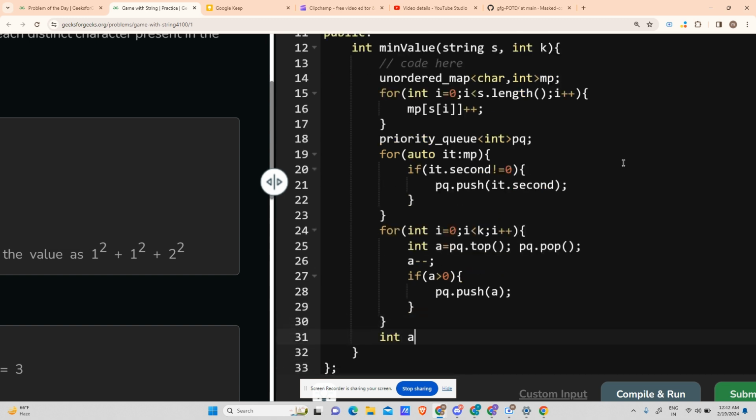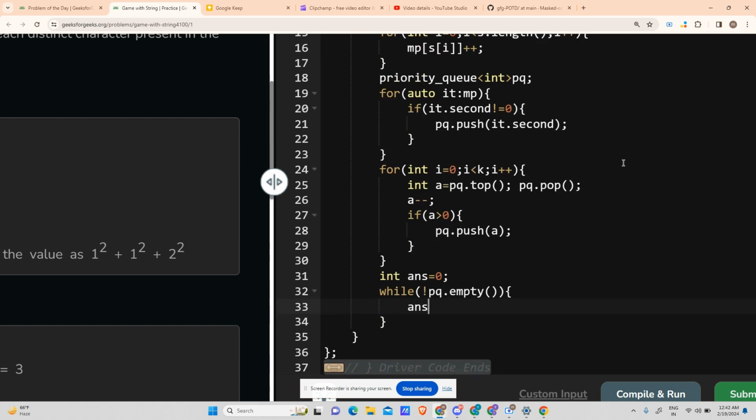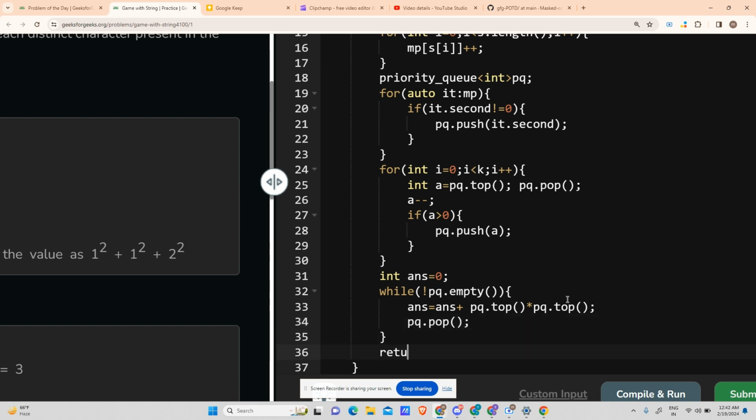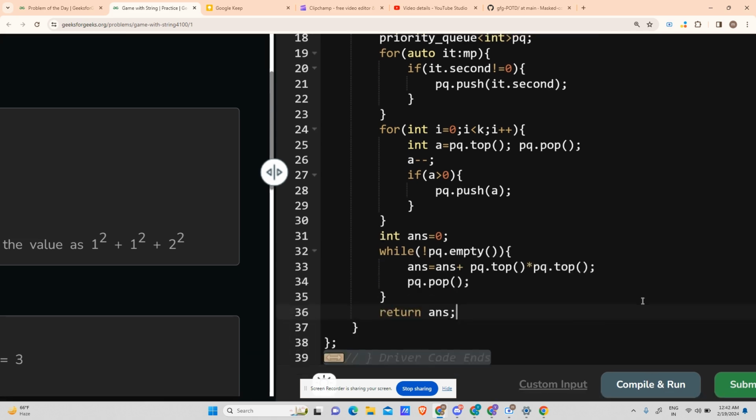After that, take your answer as 0. Now while pq is not empty, what do I have to do? My answer will be equal to answer plus pq dot top times pq dot top. You can decrease the time here by taking a variable like a and doing a into a, then pq dot pop. And then at last, the most important step of an algorithm, return the correct answer. So let's see if it is working fine.